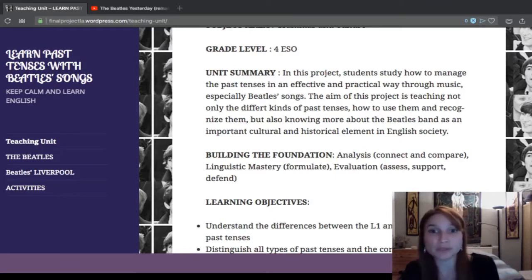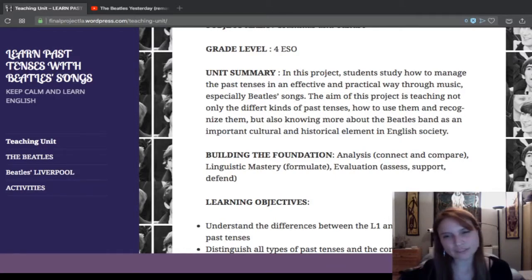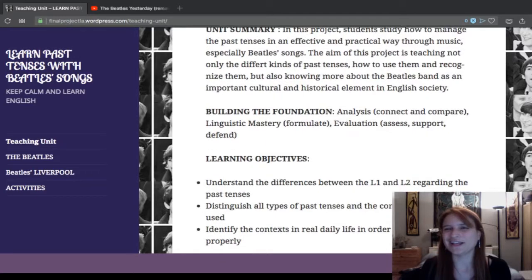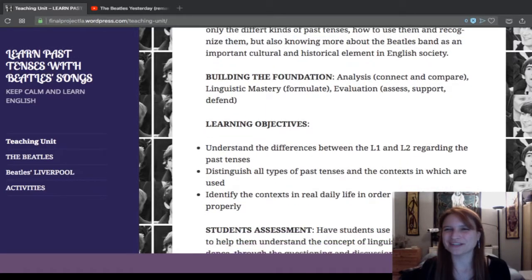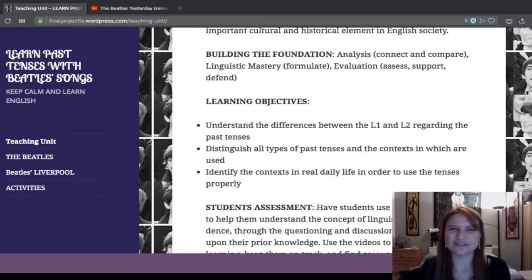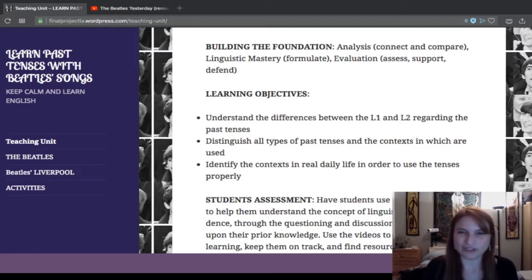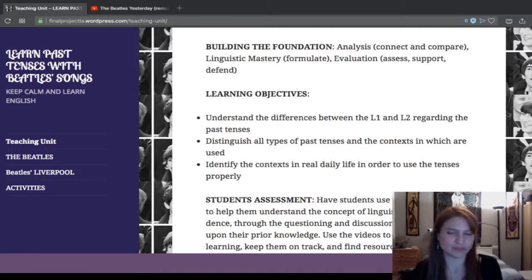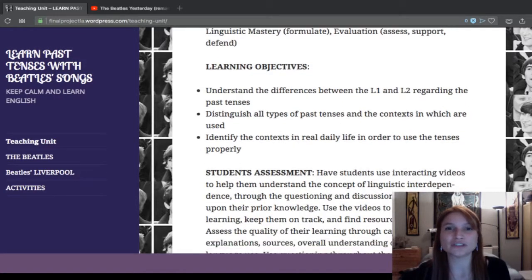Of course, the rhythmical base of a song is always very effective for the memory of the human brain. We all know that. So, of course, the learning objectives.